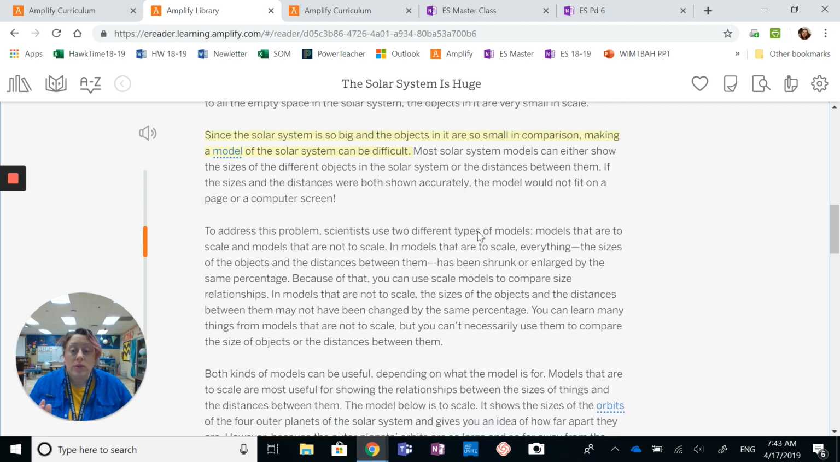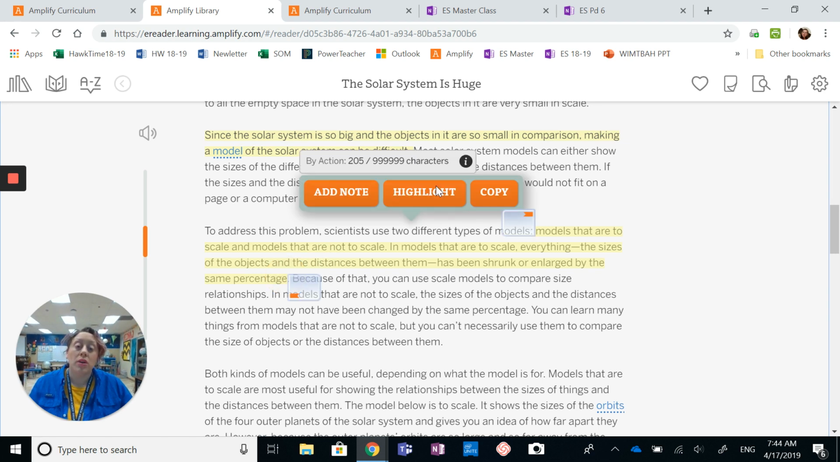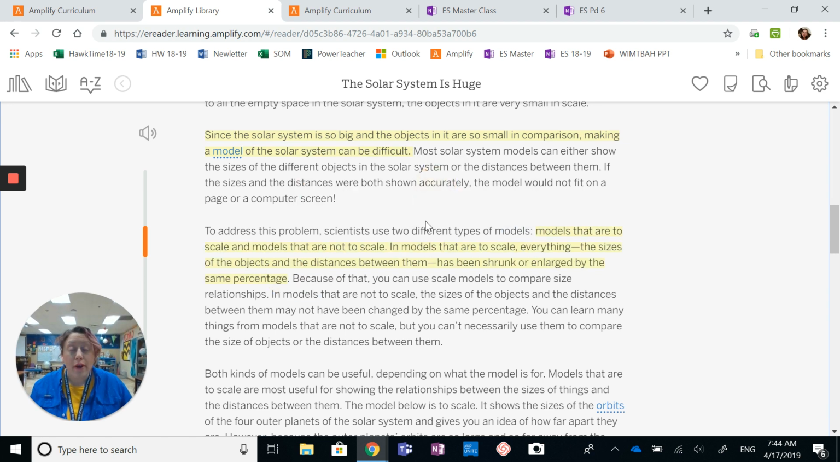Okay. As it goes through, it talks about how scientists have tried to address this problem, and how models that are to scale and models that are not to scale are due to the sizes of objects and the distances between them, how they have to be shrunk or enlarged, and they have to be done so on the same percentage. That is also another very important piece that I would like to highlight from the article you were supposed to read yesterday.